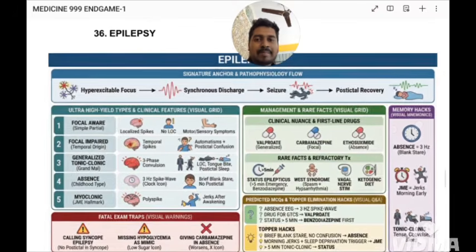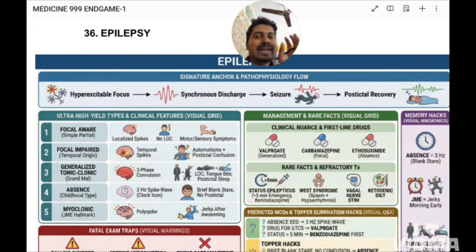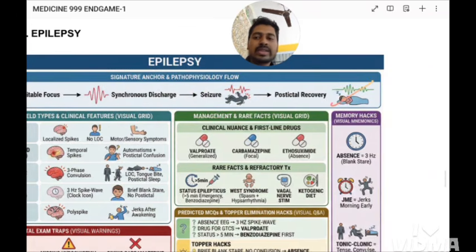The next topic is epilepsy. Many questions are asked on epilepsy from medicine, from pathology, and even from pediatrics. So what is epilepsy? Basically, there is a hyperexcitable focus. Neurons are like wires, and in between these wirings there will be some focus producing an impulse. This hyperexcitable focus causes a synchronous discharge which travels along the brain, causing seizure. Then after some time the patient will recover, which is known as post-ictal recovery.